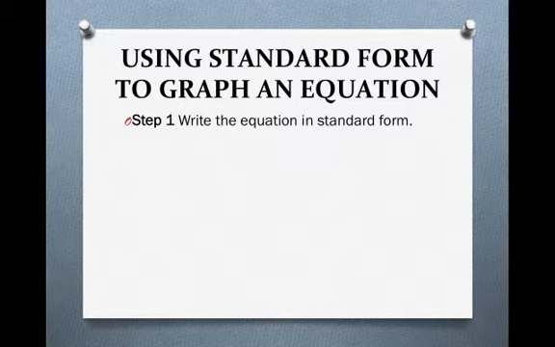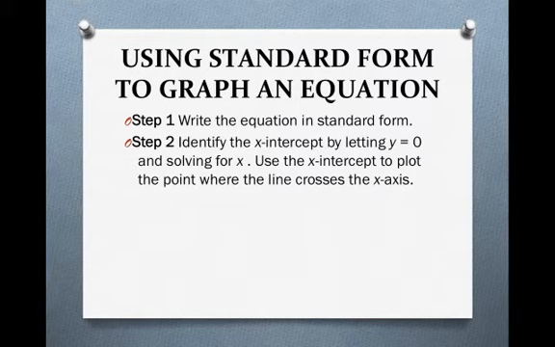The first thing you want to do is write the equation in standard form. Make sure it is in the form ax plus by equals c. Then we want to identify the x-intercept by letting y equal 0 and solving for x, because you're going to have a specific x value and a y value of 0. Use the x-intercept to plot the point where the line crosses the x-axis.